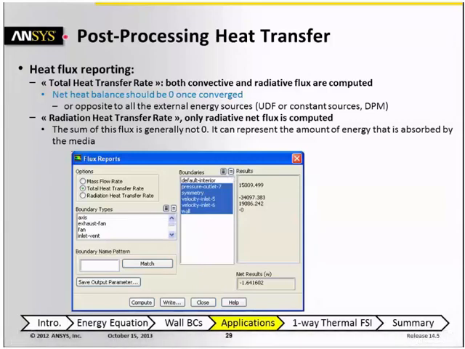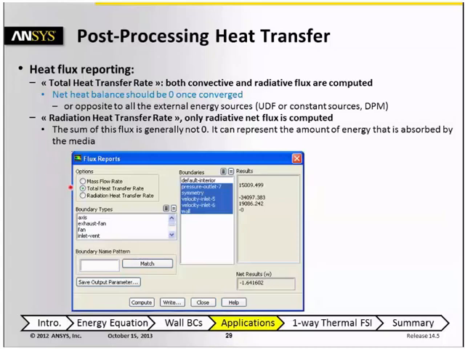Heat flux reporting is an important post-processing operation for heat transfer calculations because it allows you to compute an energy balance over all of the boundaries of the computational domain. In the Flux Reports panel, there's two options to report heat fluxes.